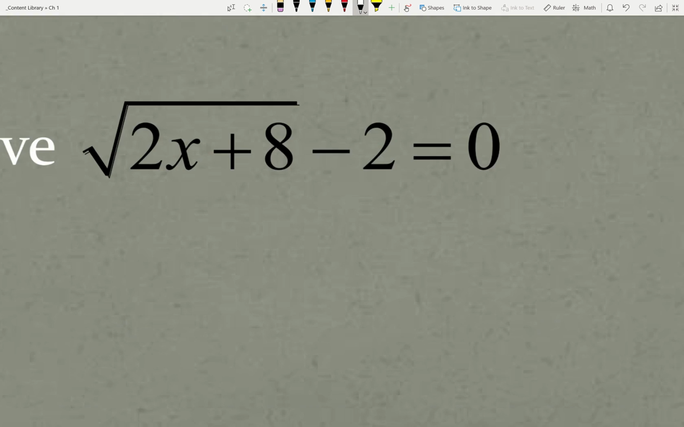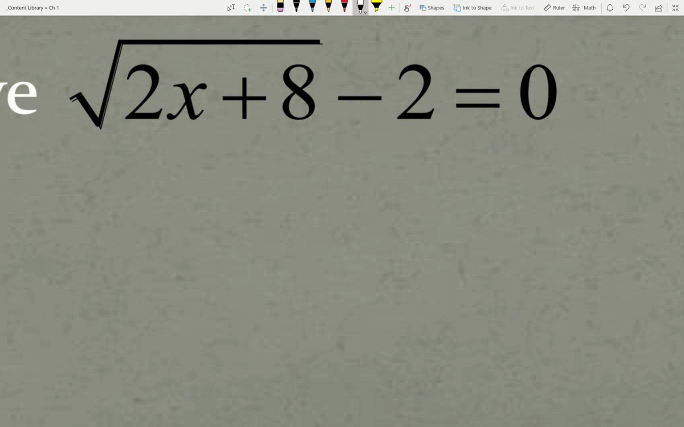And so that's what we'll do here on this first example. So we have the square root of 2x plus 8 minus 2, and then that equals 0, right? So the first step is to get the square root expression completely by itself.